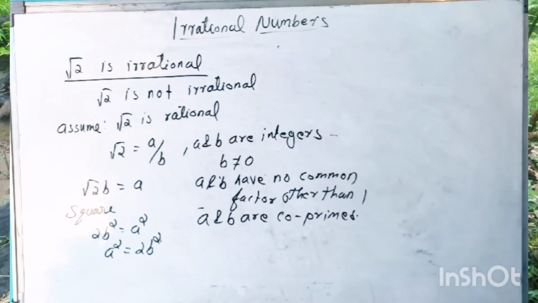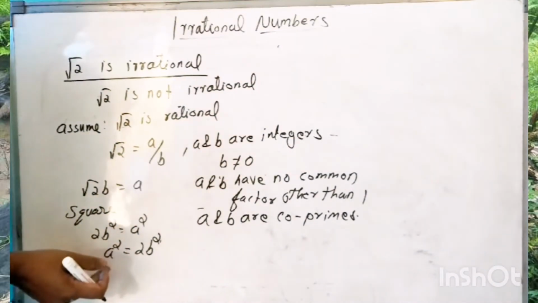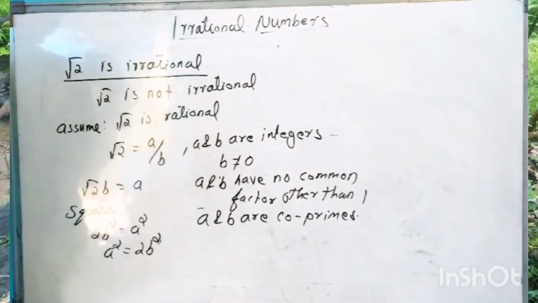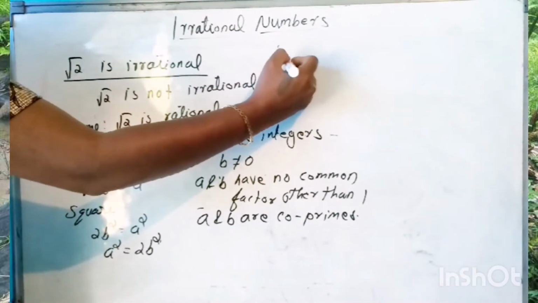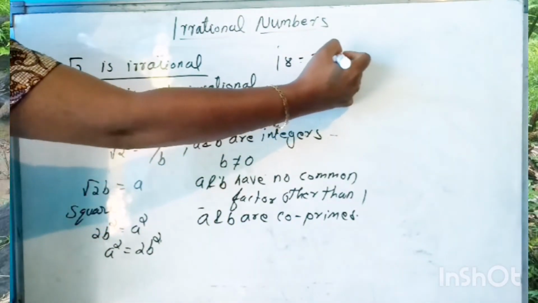If you can express a number as the product of 2 and some other number, then we can say that number is divisible by 2, or 2 divides A square. Just listen: 18, we can express it as 2 into 9.